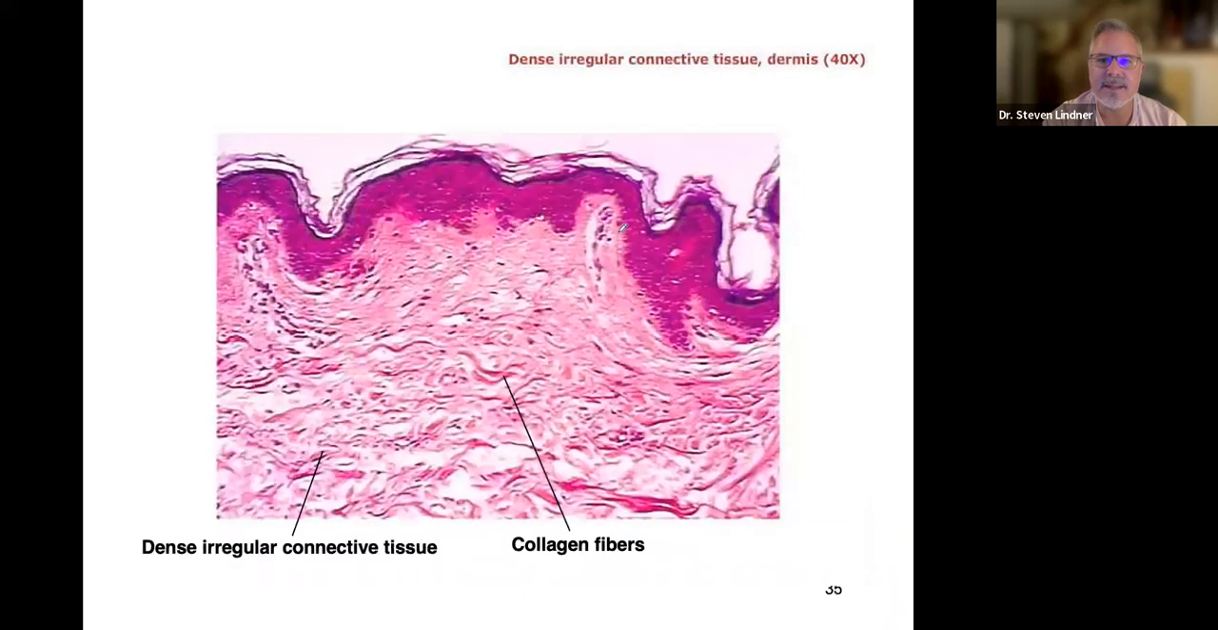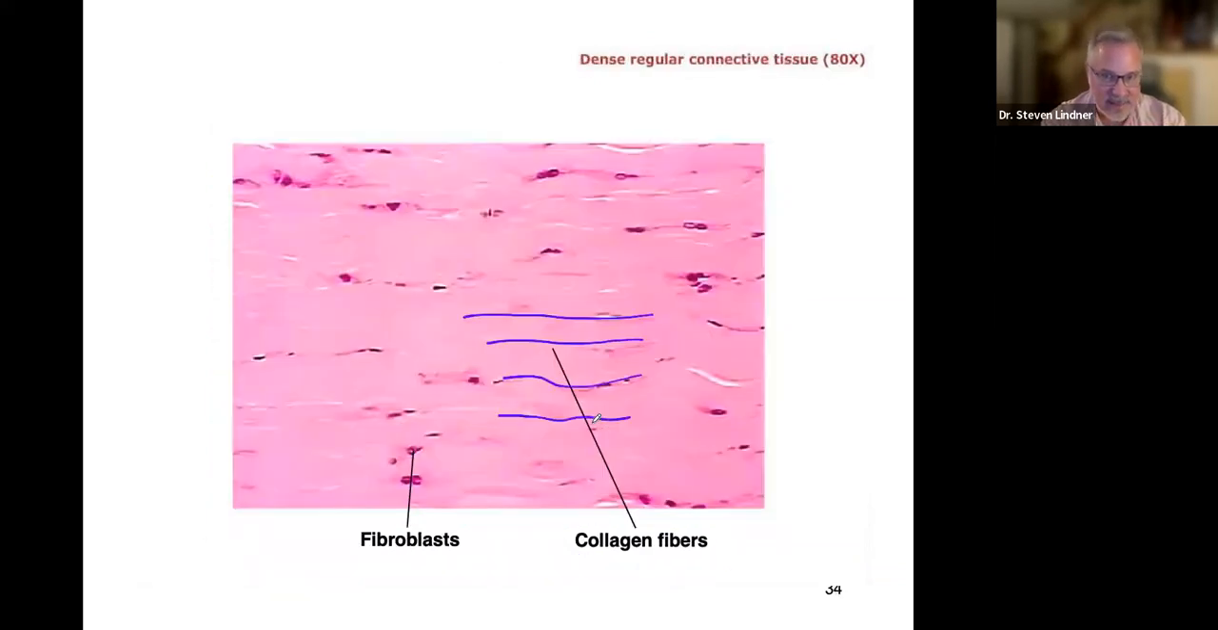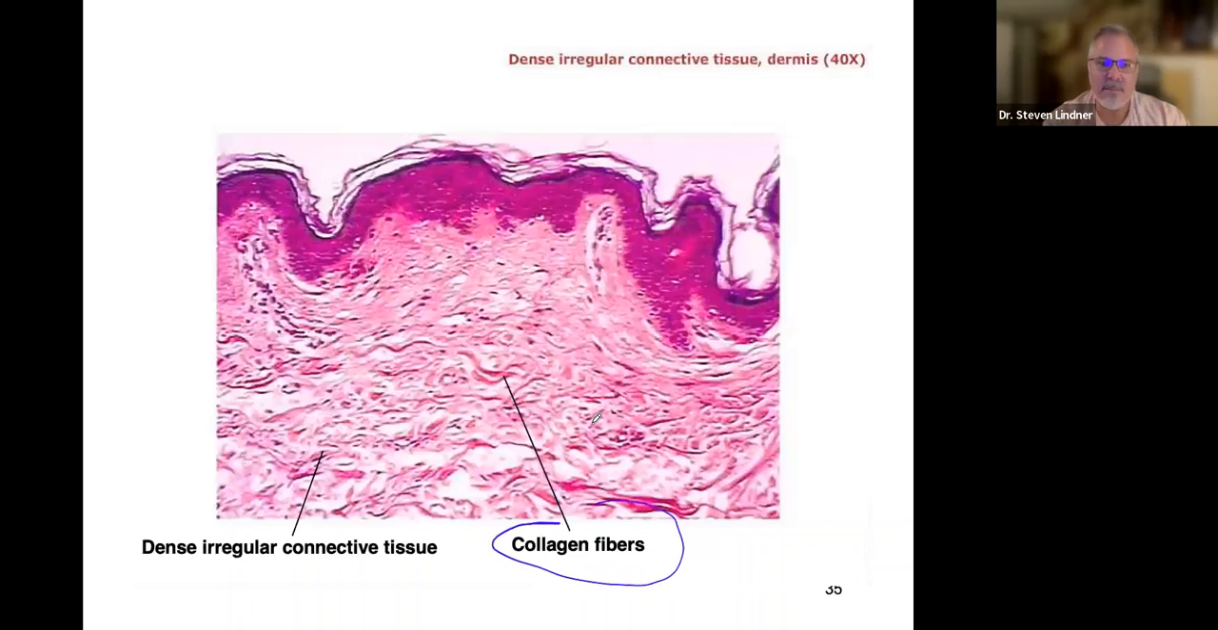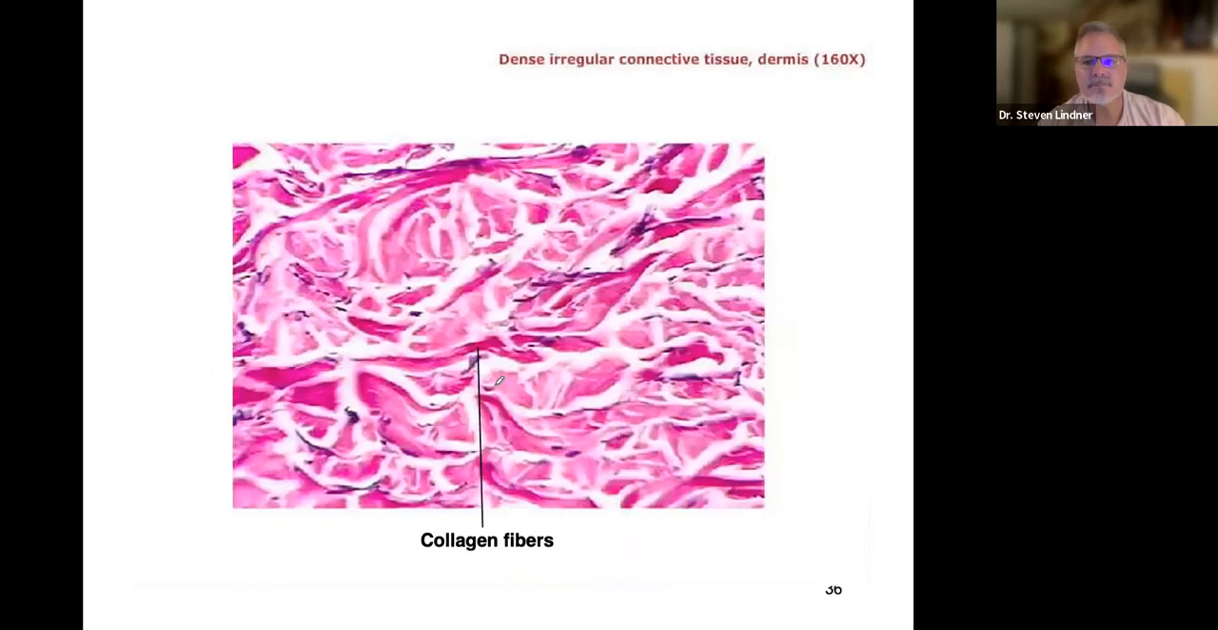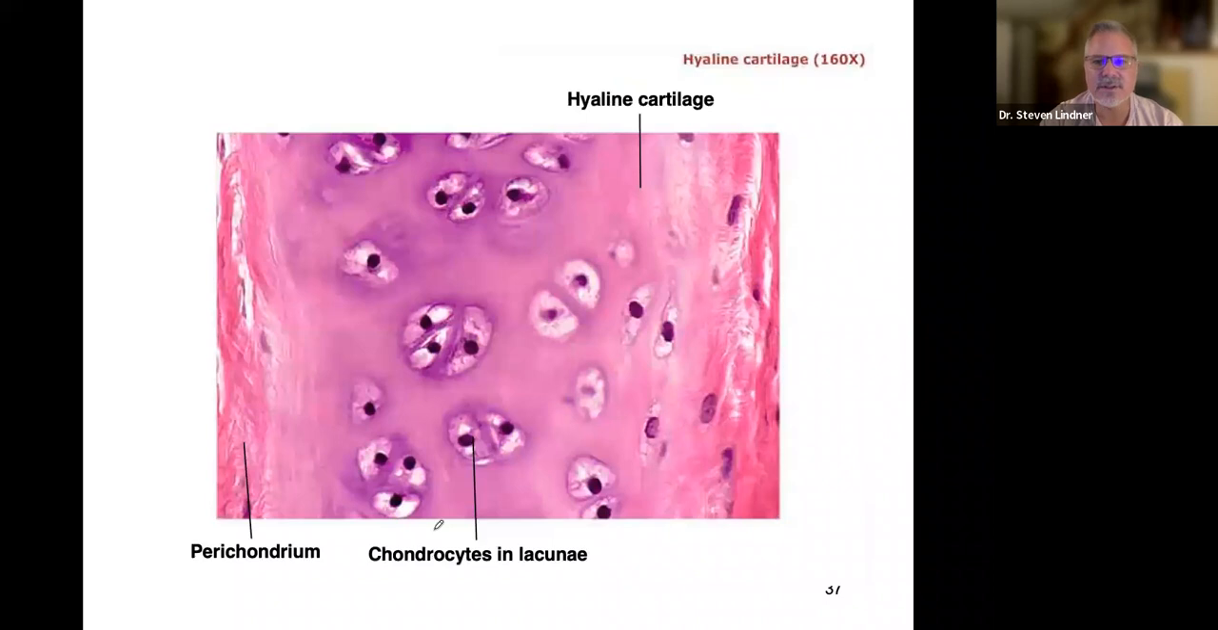And then there's dense irregular, where you can see the collagen fibers are not as tight as these. They're in a multitude of varying directions. We'll find this in the dermis of the skin. We'll find it in the eyeball as well. Again, here's dense irregular, where the collagen fibers are scattered in a variety of directions.